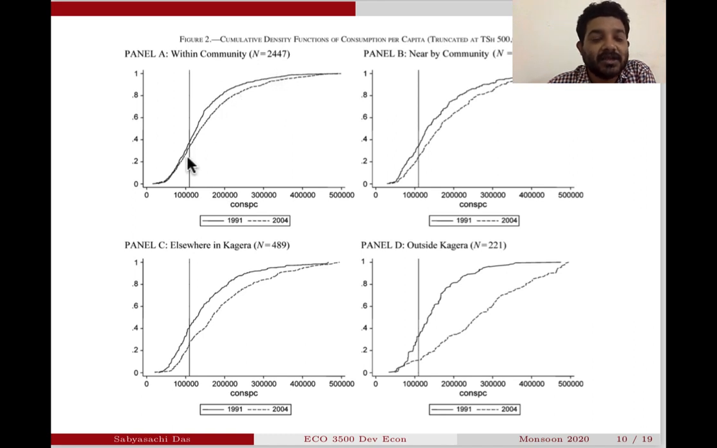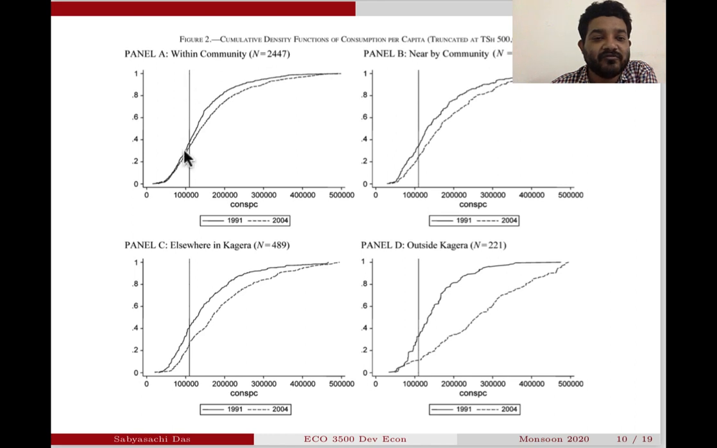You see that the dotted line is slightly to the right of the solid line, which tells you that there is consumption growth, meaning that the consumption distribution has moved to the right. That's why the CDF has moved to the right, meaning there is now a greater number of people with higher consumption, which is understandable. There is some consumption growth happening everywhere, but this is a relatively small change.